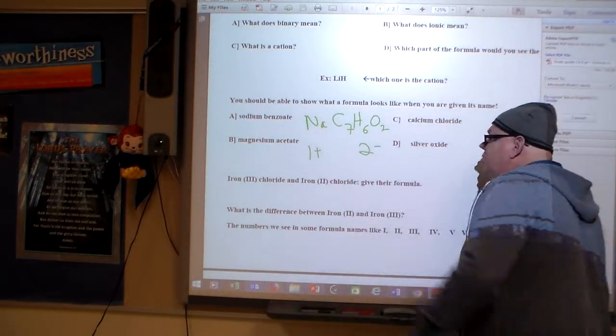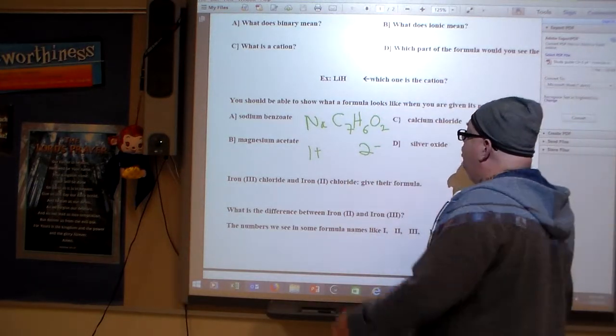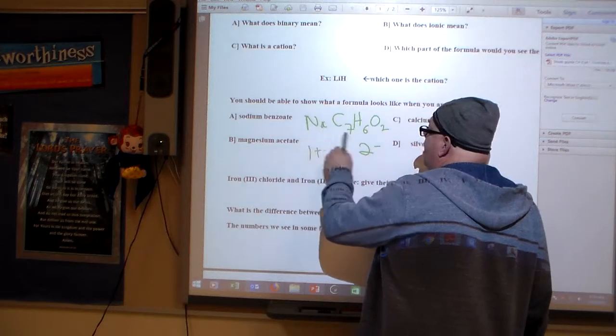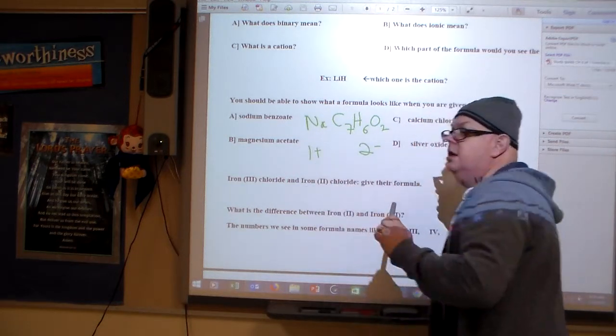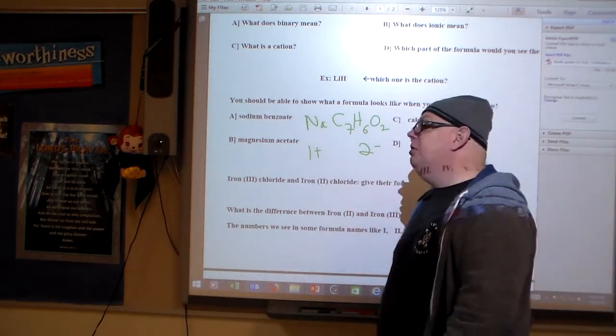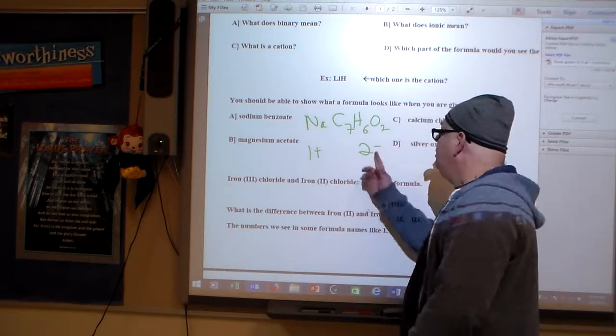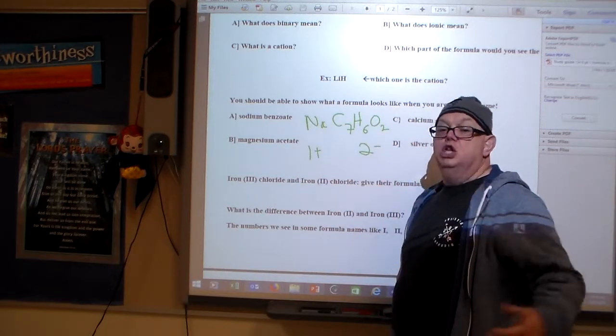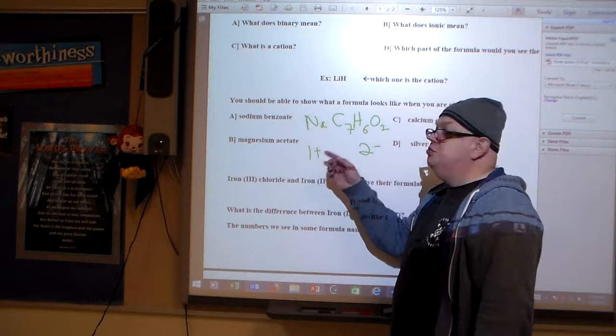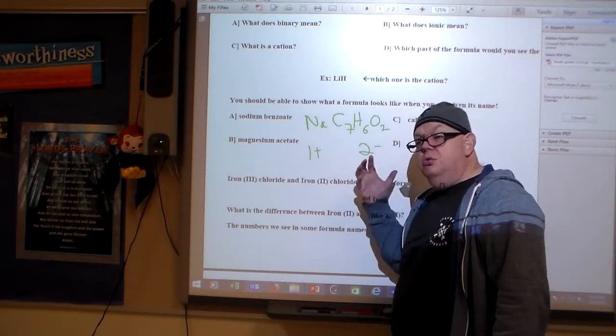So, how do we balance? We can use the crisscross method and say, okay, this is going to become a 2, and this is going to become a 1. So we're going to need 2 sodiums for this. What number does 2 and 1 go into evenly? 2. So +1 times what equals +2?